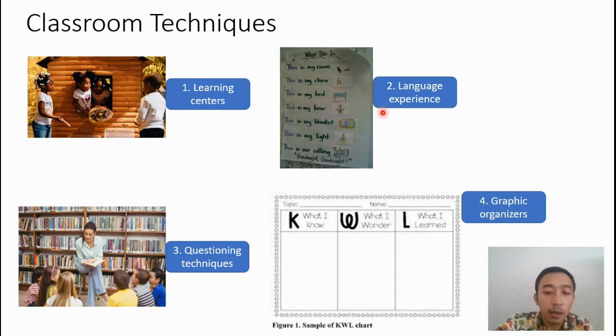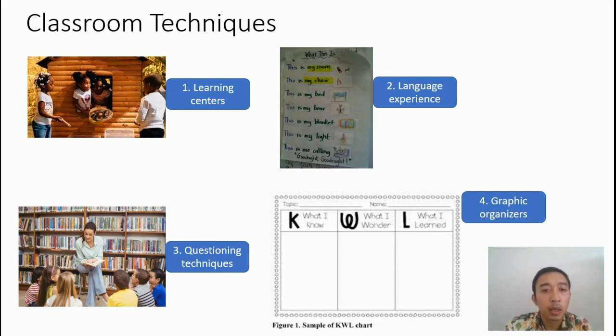We can highlight this one. This is my room, this is my chair, for example. This is the experience they get in their environment. We can also make their learning experience meaningful. When they can learn, then directly they can apply it in the daily routines or in the environment, the experience of the students.